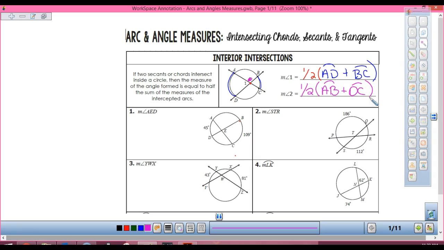Does everybody see those arcs that are involved? So if we look at number 1, AED, that's this guy. So it's 1/2 times what plus what? 45 plus 109, which is 1/2 of 154, which gives me 77.